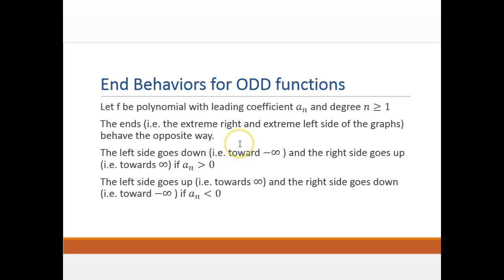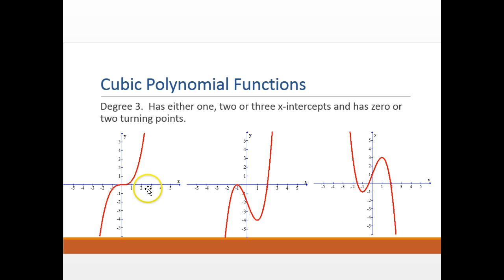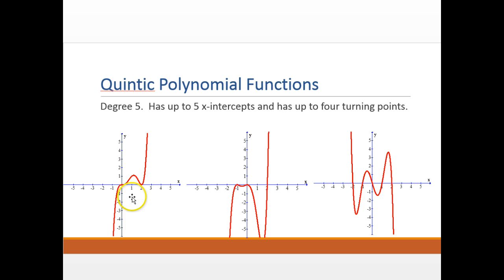Odd functions behave differently. Again, we have to look at the leading coefficient. Odd functions behave in the opposite way. One side up, one side down. Let's look at degree 3. Notice the left is down, the right is up. The left is up, the right is down. They behave oppositely.